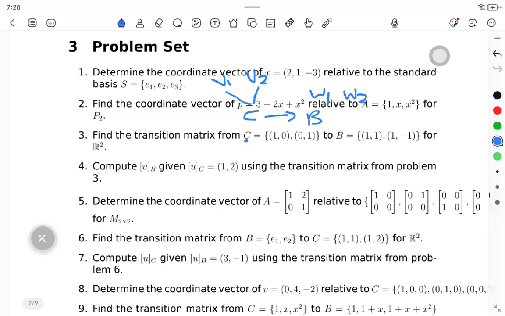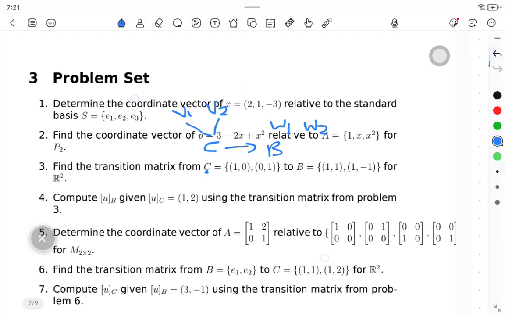We should write the vectors in C as a linear combination of the vectors in B. So you're saying we should write the vectors in C as a linear combination of the vectors in B. Do we all agree with that?